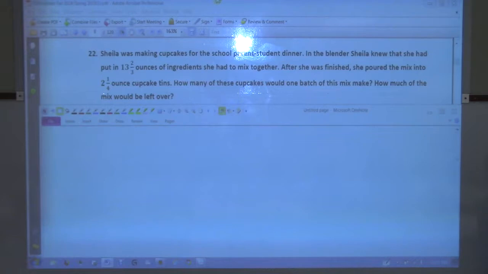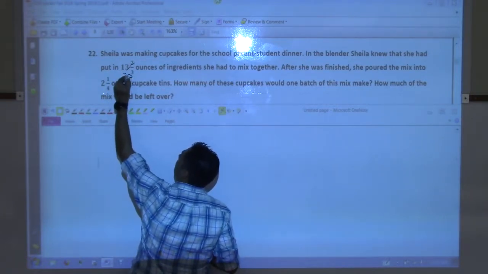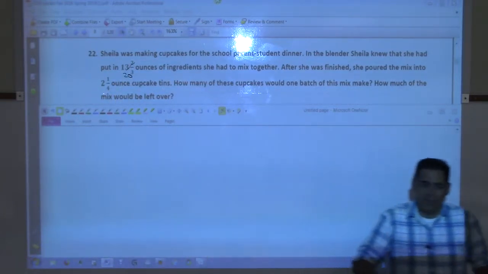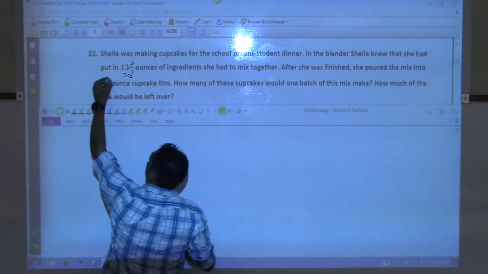Okay. I got as far as 6 pounds, but I couldn't get the fraction part. Okay, so again, maybe some easier numbers might help us figure out what we're supposed to do. So instead of 13 ounces, let's just go with 20 ounces. So she's got 20 ounces of mix in a bowl, right? She's going to mix that all together. And then from that, she pours the mix into, what do you want to use for the cupcake tins instead of 2 1/4? 2. All right, let's just go with 2.